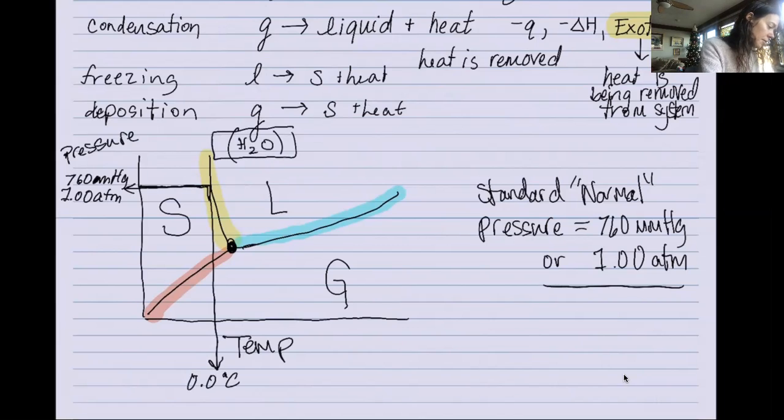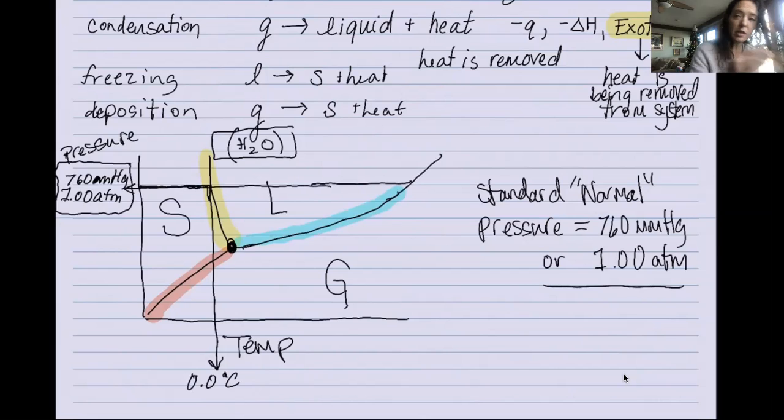And then we would see the same thing if we would go once again to our normal everyday pressure and read over to our liquid to gas line. Remember, liquid to gas is boiling or condensation, depending on if you're adding or removing the heat. We could read that down to the temperature, and if this was water, we would see that it would occur at 100 degrees Celsius. Once again, we know those temperatures because we are discussing water.